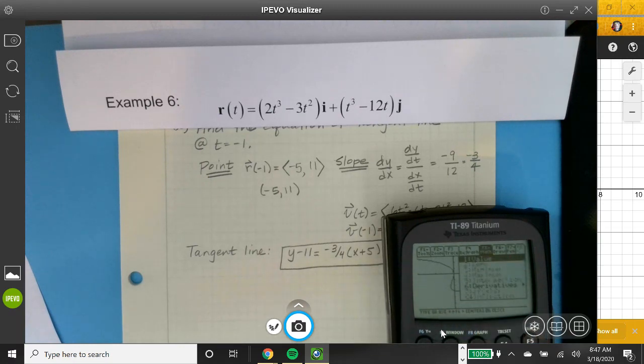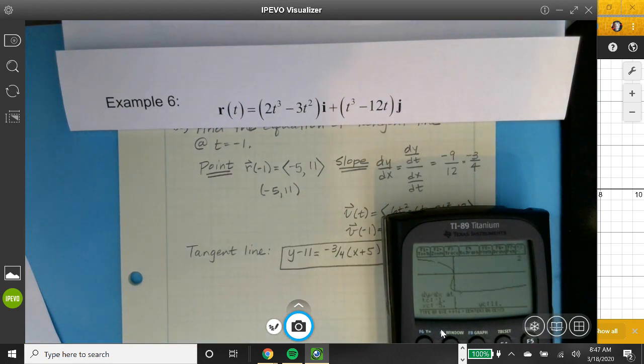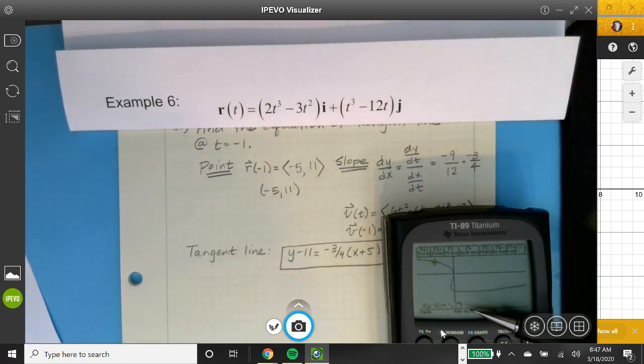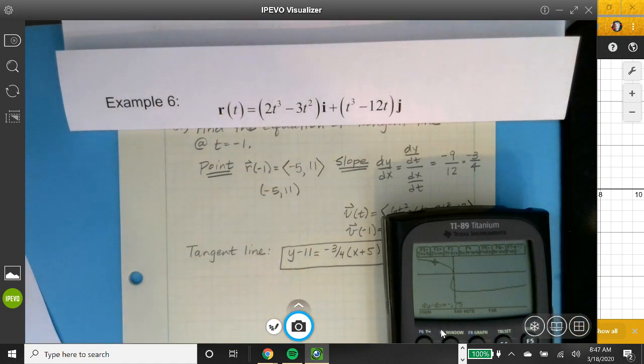Now, what's really cool about this calculator is if we go back to F5, I want you to notice there's a derivatives thing on the menu here, and you notice that it says dy dx, dy dt, and dx dt. All right, I want dy dx, because that's what we just tried to find, and I want it at -1. And you see how it gave us a slope of 0.75? Very cool. And so you can see easily enough that the slope is -0.75, and it works beautifully. Very nice.